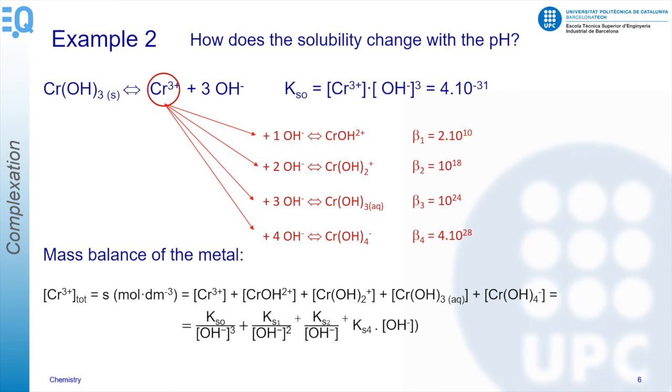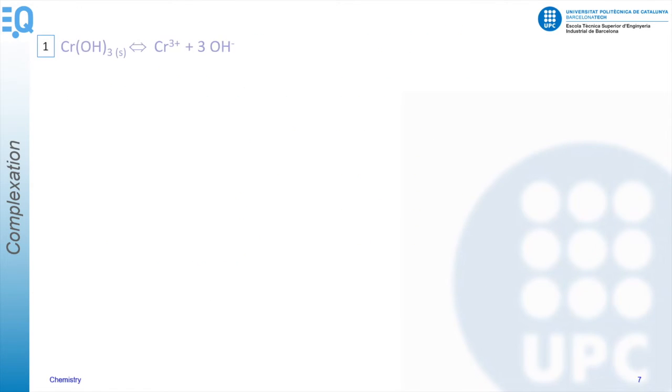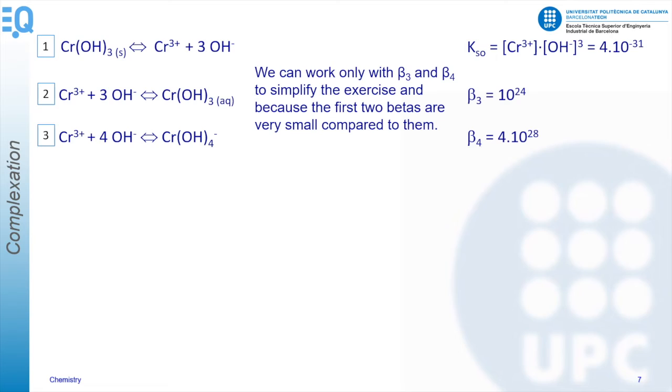We should write the mass balance of the chromium, as it is the central atom in the coordination complex formed. In the mass balance, all the species where chromium can be present should appear. So, at this point, we know the expression of the solubility constant Kso and its value. To simplify and shorten the exercise, beta 1 and beta 2 are ignored, also because they are much smaller than the other betas, 3 and 4.